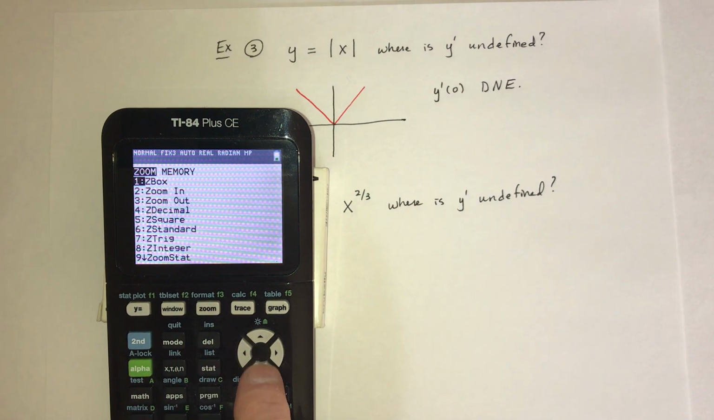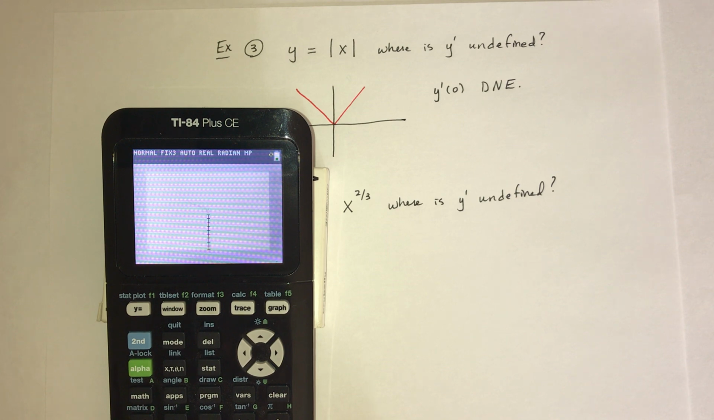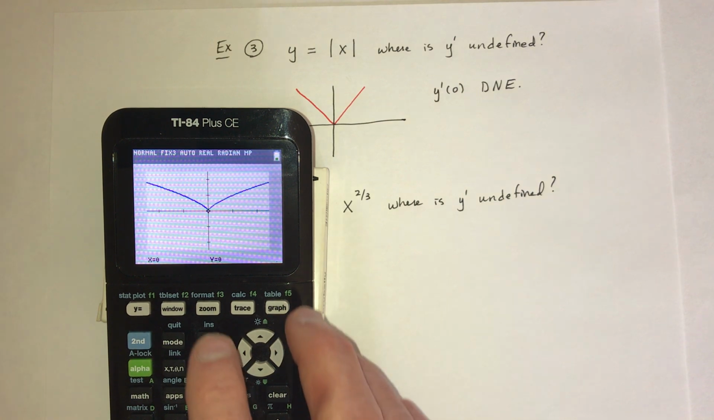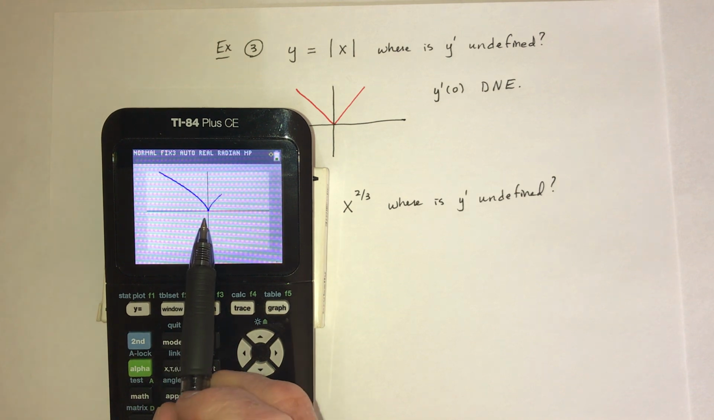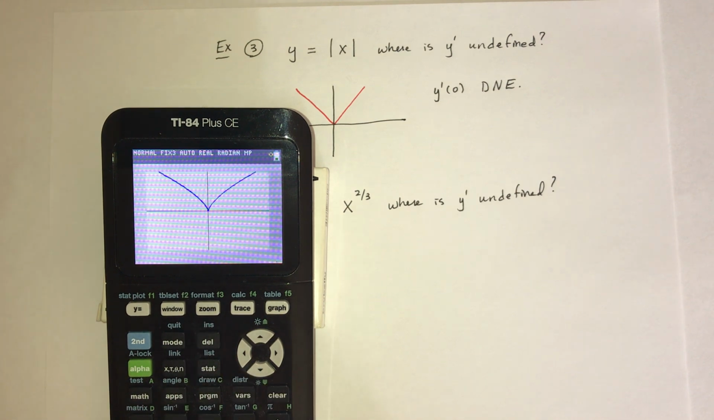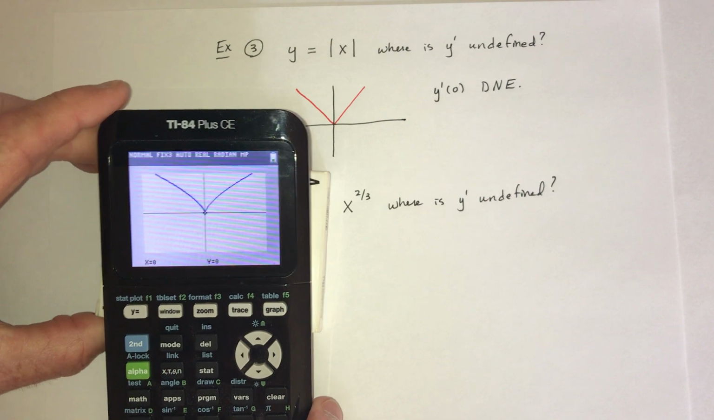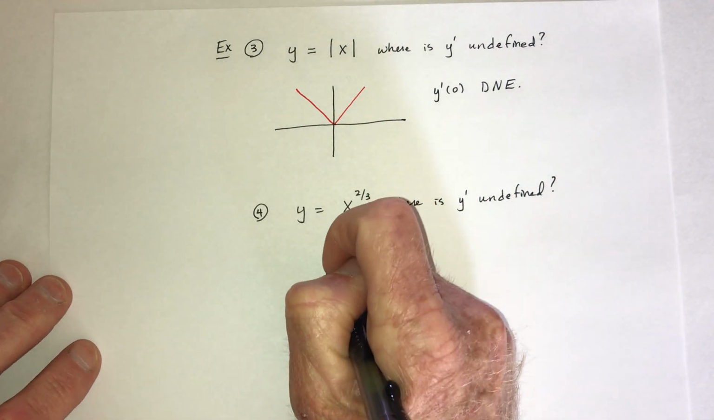So let me zoom in. And then hopefully you can see that that is a cusp. Let me just zoom in one more time. And so when it bounces, it makes that sharp point right there. That's a cusp. So the derivative does not exist when x equals 0.